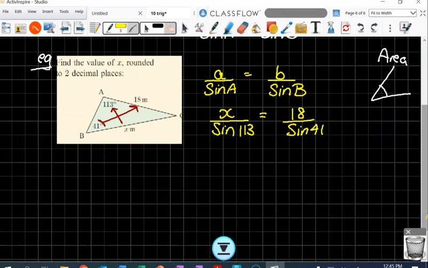I don't want x divided by sine 113. I just want x. So how do I get rid of a divide by sine 113? You just times. So we're going to go 18 over sine 41 times sine 113. You can type that straight into your calculator, no brackets required.